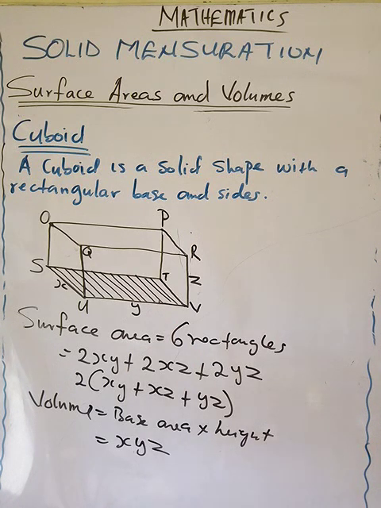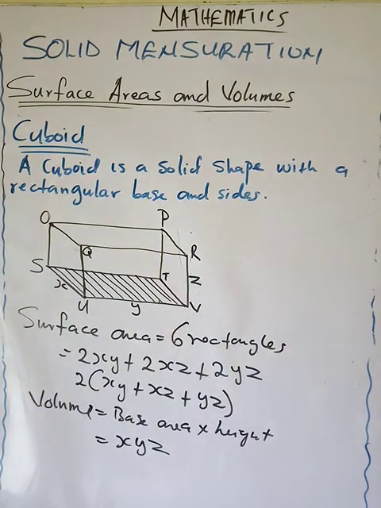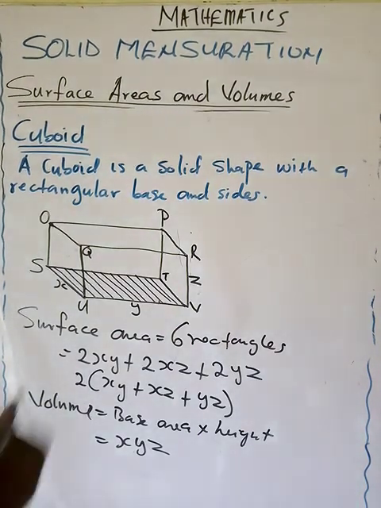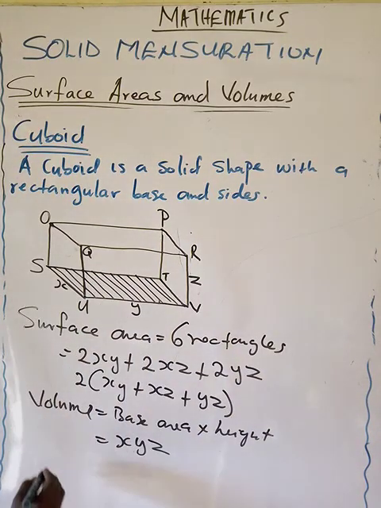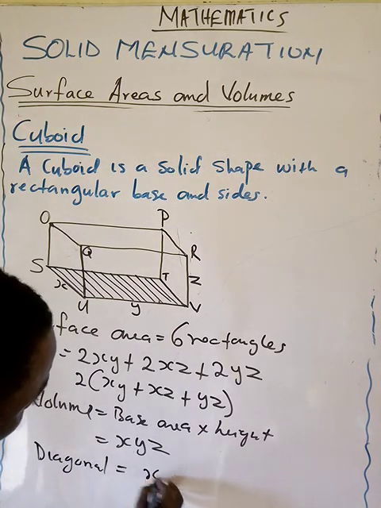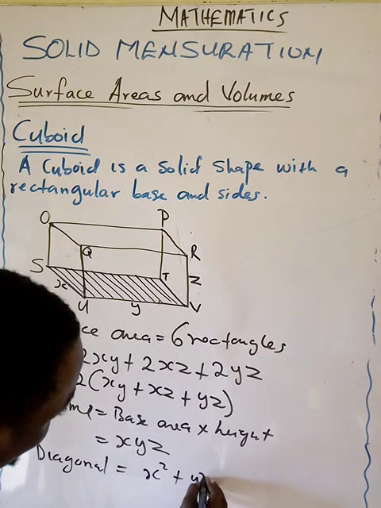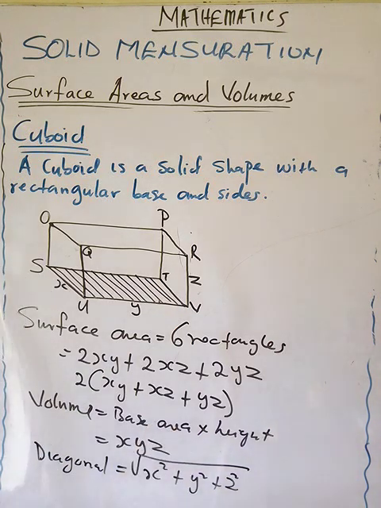So what of the diagonal? Let's look at the diagonal. That is our Pythagoras to get our diagonal. The diagonal is the square root of x squared plus y squared plus z squared.